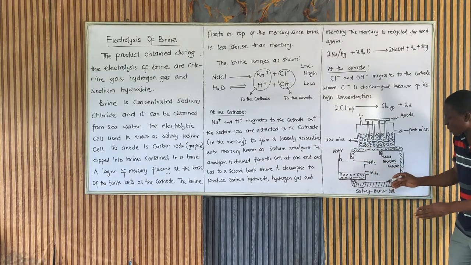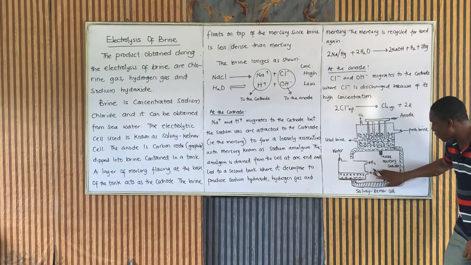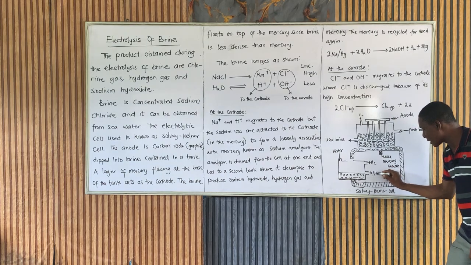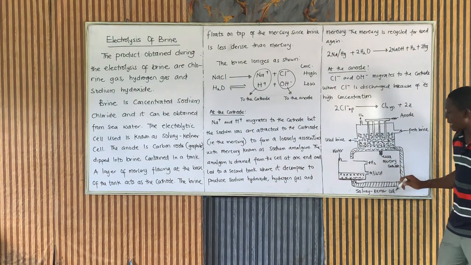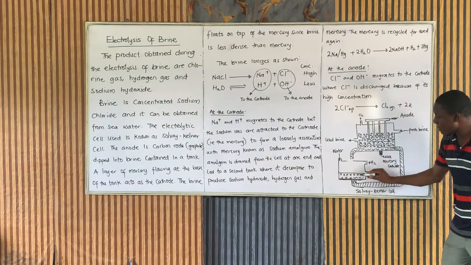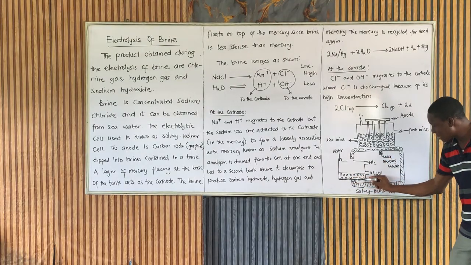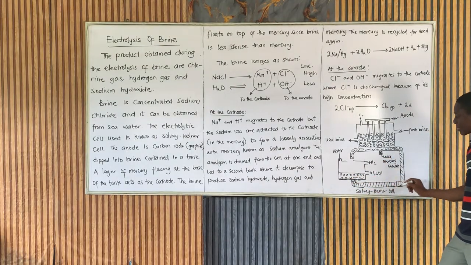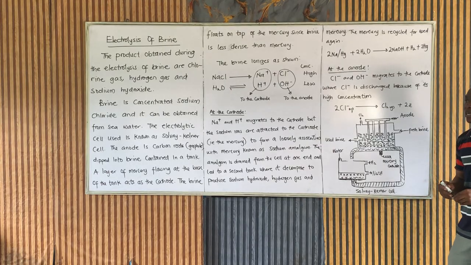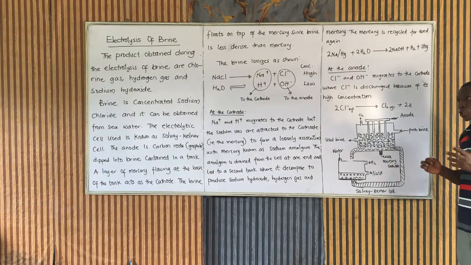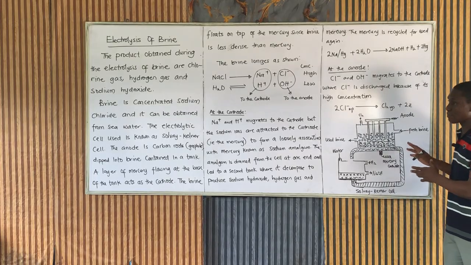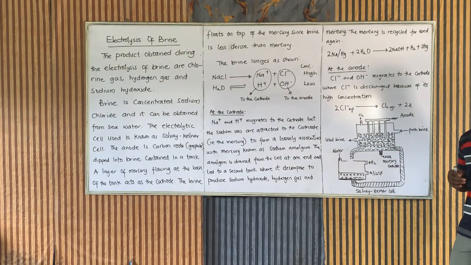The sodium reacts with water again to form sodium hydroxide. Please, this is sodium hydroxide, and again hydrogen gas. And the mercury dissociates and separates at the bottom again and is recycled again. So the mercury can be reused again and again. This is an advantage, because although mercury is expensive, it can be reused.